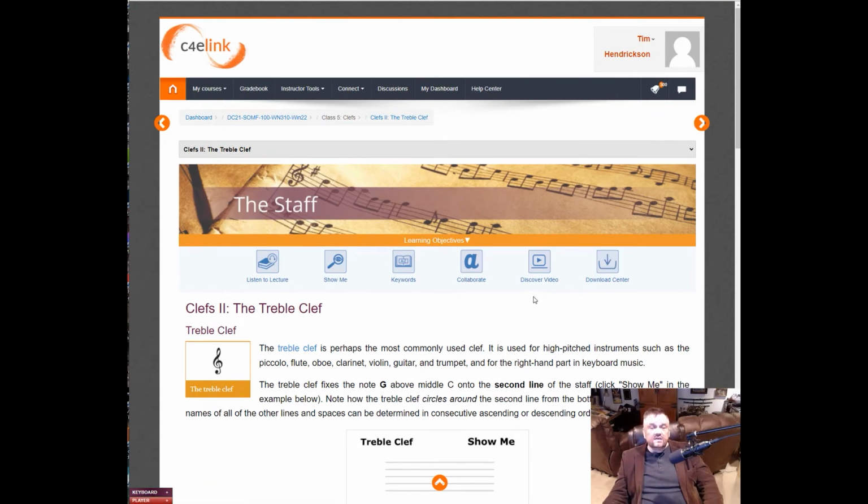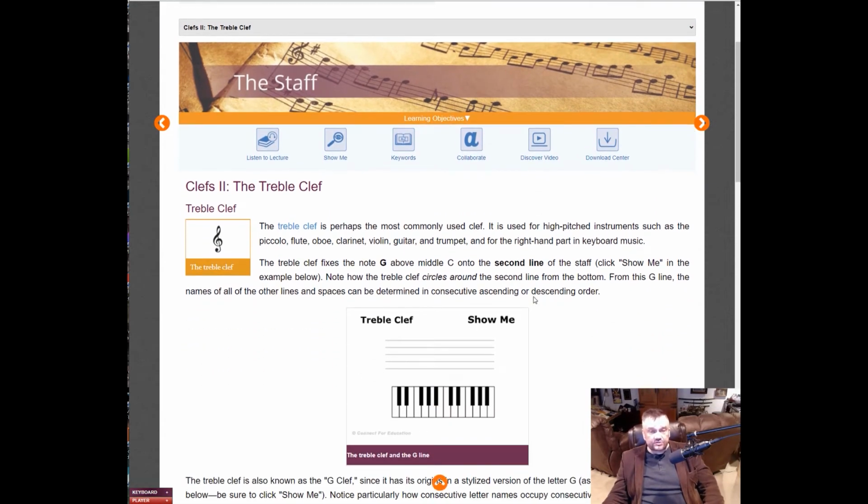Now we're looking at the treble clef with respect to the most commonly used clef. As I said earlier, it is used for high-pitched instruments such as the piccolo, the flute, the oboe, the clarinet. Also for voices, it's used for the soprano and the alto voices, generally speaking. So let's take a look at this. We're going to do the treble clef.